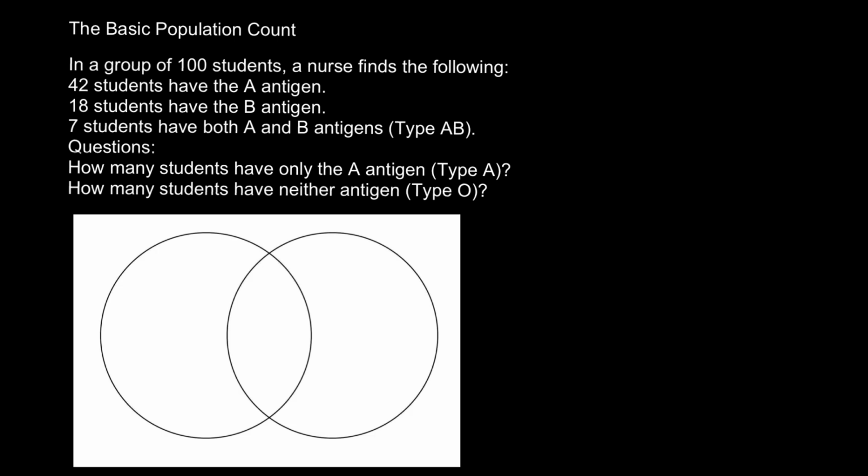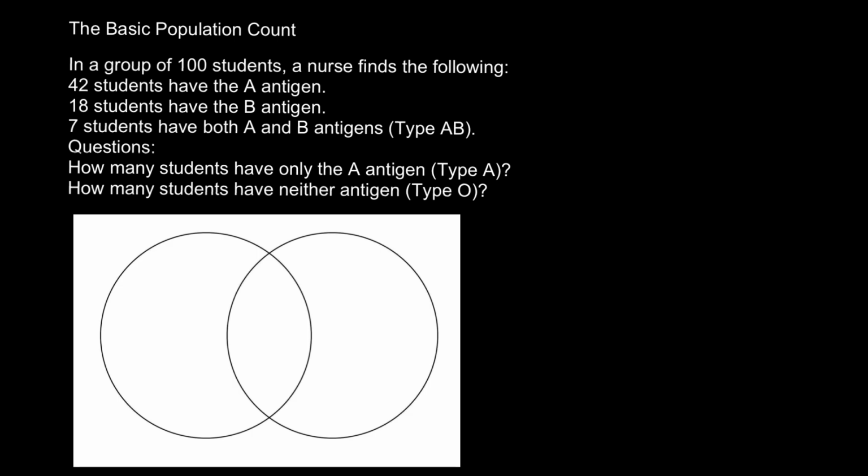This type of problem you can probably get on your entry exam for a bachelor's degree or a master's degree. So here's a problem. In a group of 100 students, a nurse finds the following: 42 students have A antigen, 18 students have B antigen, and 7 students have both A and B antigen types, blood which we call AB. And here are the two questions: how many students only have A antigen, and how many students have neither antigen, so belong to the blood group O?